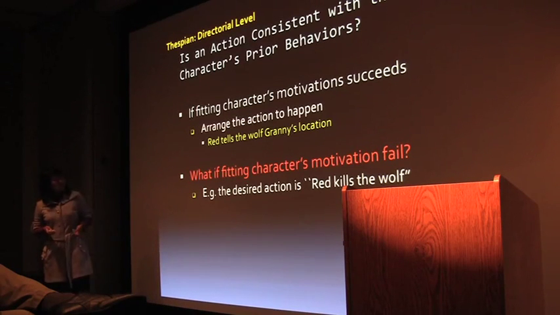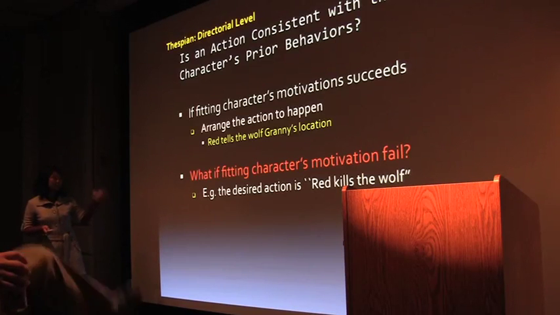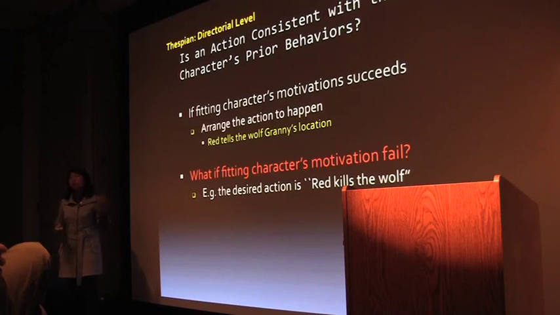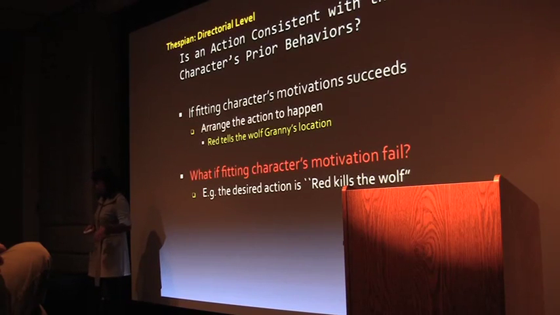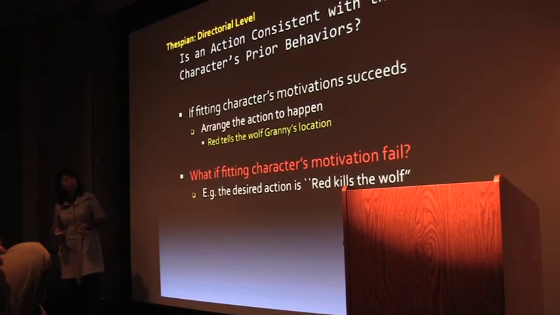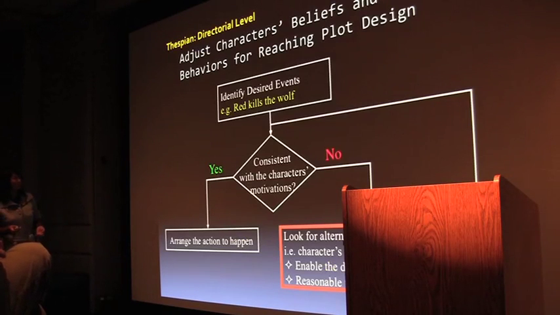So for example, if the desired action is, instead of Little Red Riding Hood telling the wolf where Granny lives, if the desired action at the moment is that Red should kill the wolf, and if the system, by default, models Little Red Riding Hood as a person who is weaker than the wolf, she wouldn't choose such an action, because she thinks it will generate an outcome that is highly unfavorable to herself, which is she will be eaten. So what should the system do?